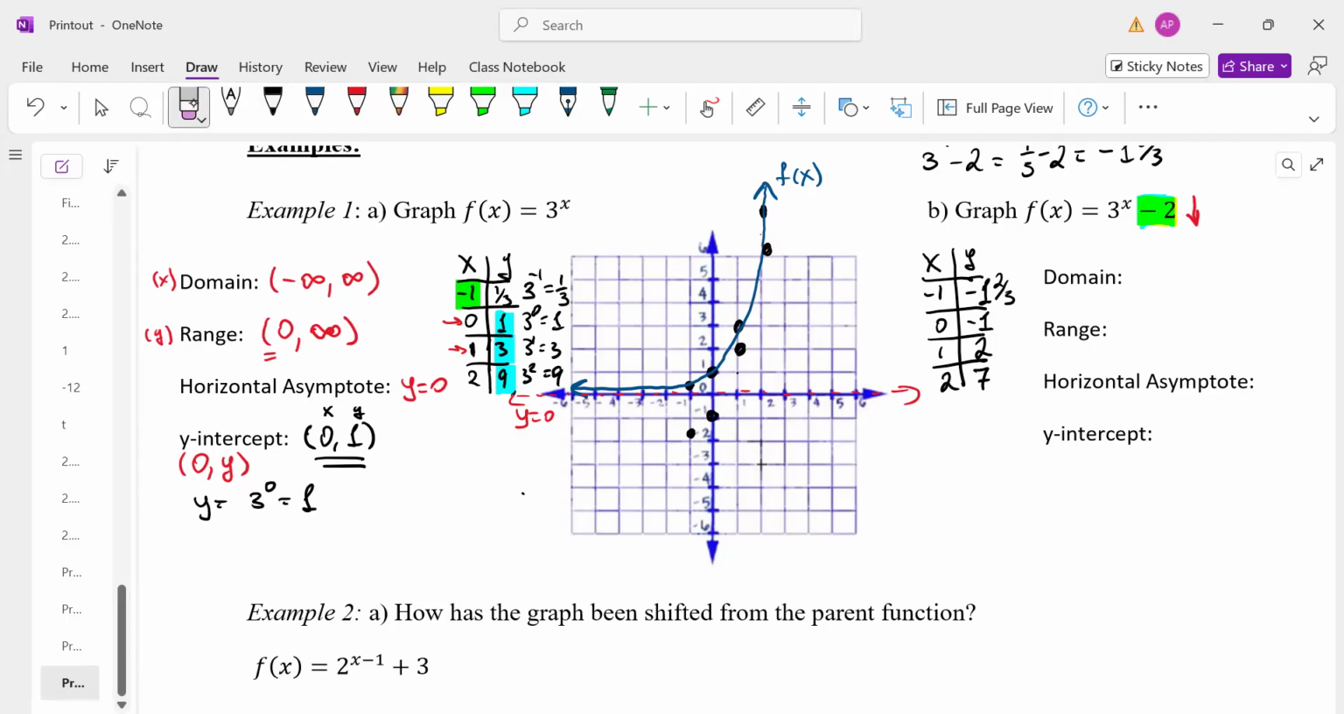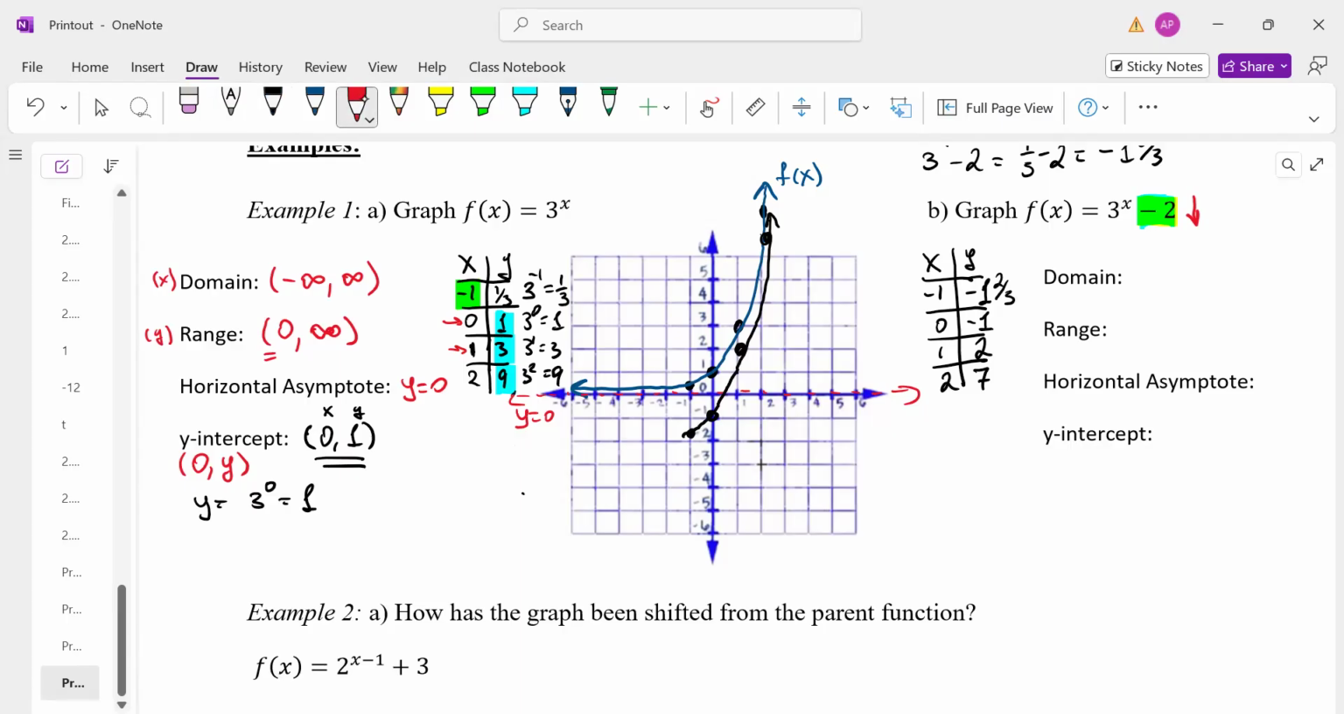Something is a little off. 0, -1 is right. -1, -1 and 2/3. Maybe it is correct. Okay, so now our graph, so 2, 5, 6, 7. Okay, so our graph will look like this. Now let's see what happens to our asymptote.